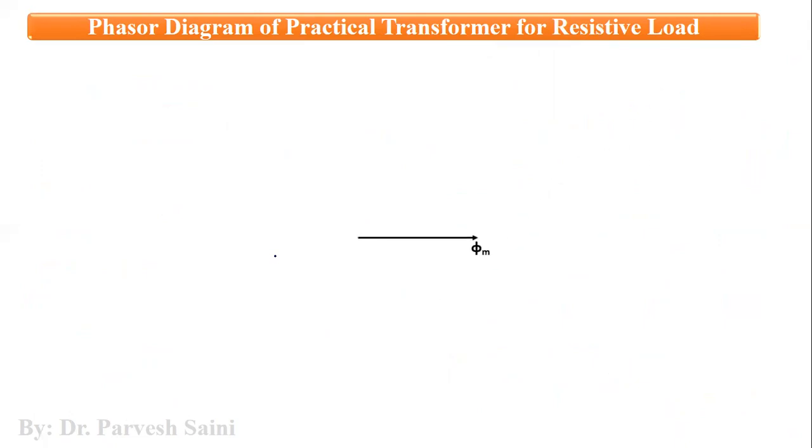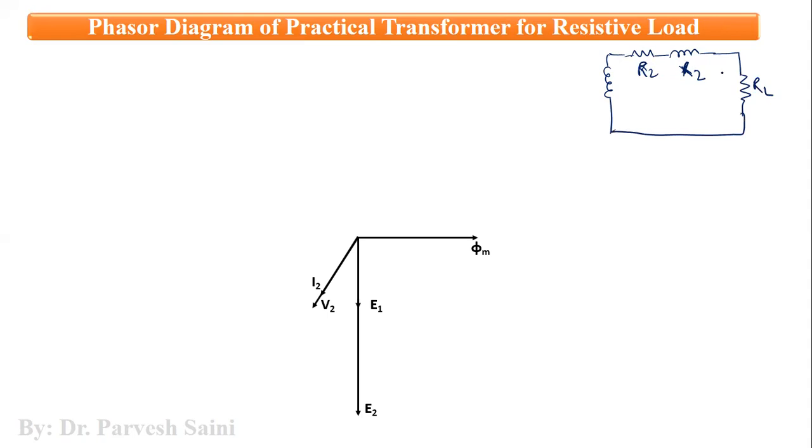First of all, we will draw the reference phasor, which is the mutual flux. Then we will draw the induced EMF phasors E1 and E2 because they are lagging the main flux by 90 degrees. Then we will draw the secondary terminal voltage phasor V2. Now, if the secondary winding of the transformer is connected to a resistive load, RL, the voltage here is V2 and the current here is I2. These two parameters will be in the same phase, that is, the phase difference between them will be zero, and it is shown here.